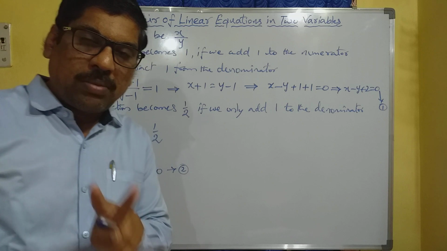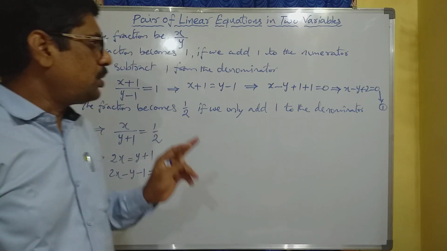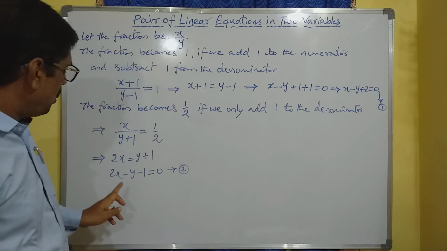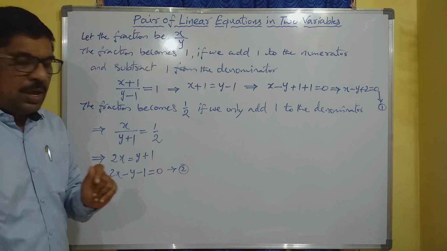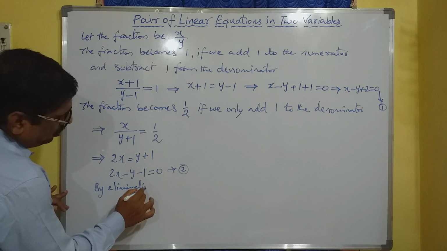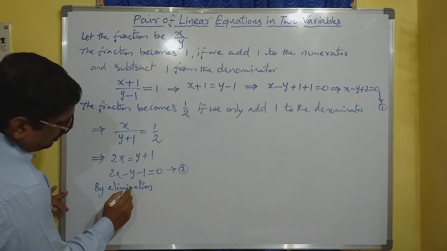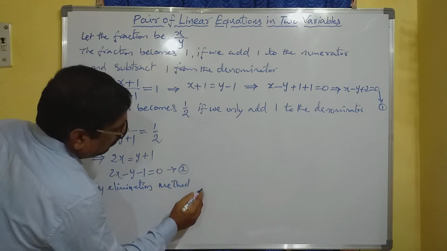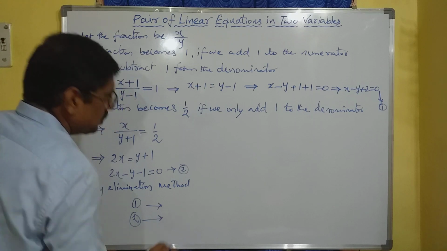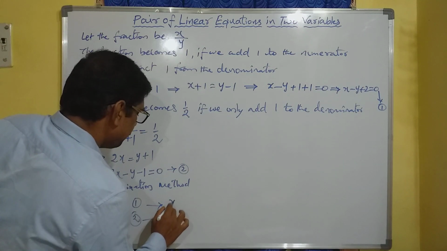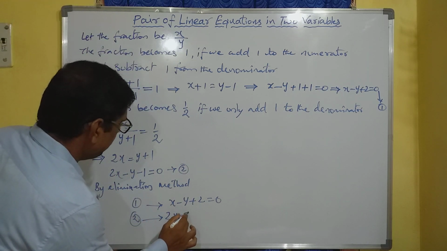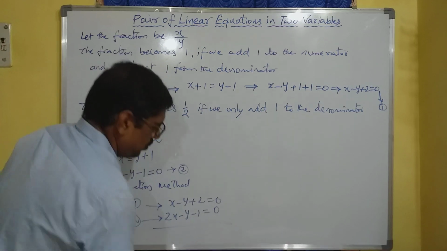Now you observe, from the two given conditions, we have got two linear equations in two variables: x minus y plus 2 is equal to 0 and 2x minus y plus 1 is equal to 0. Now, let us use the elimination method. So for this, we have to take the first equation and the second equation. What is the first equation? x minus y plus 2 is equal to 0. And what is the second equation? 2x minus y plus 1 is equal to 0.